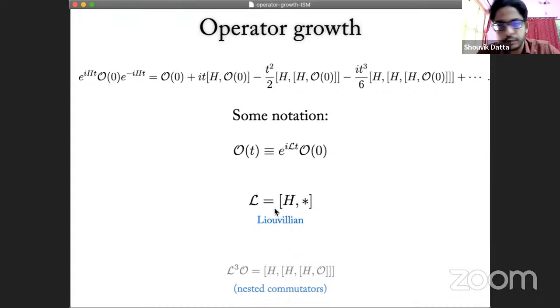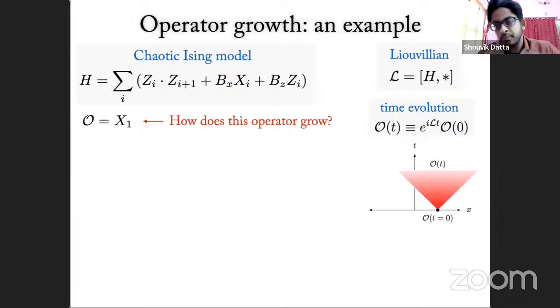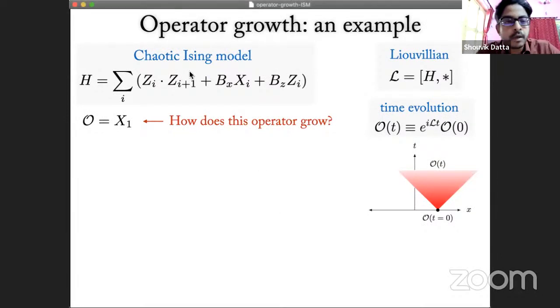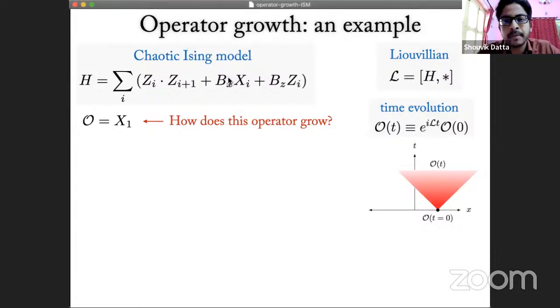So that's the Liouvillean. Now, I was saying that operators grow, so let's now try to look at an example just to make this idea very concrete. Let's consider the Ising model. So this is a 1-dimensional Ising model with nearest neighbor interactions. And you turn on magnetic fields along the Ising chain as well as perpendicular to the chain. Okay, so this is a non-integrable model and exhibits chaotic features.